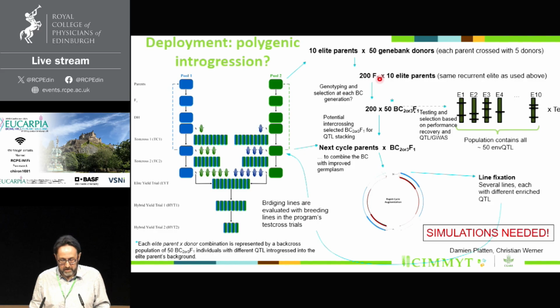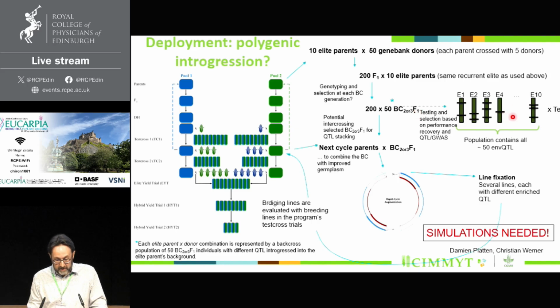Then we will make some F1s. We'll make 200 F1s, and cross them again, recurrently crossing with the 10 elite parents. We may go to BC2 or BC3. Our breeders have already started doing this in maize. So then 200 times the 50, BC2 or BC3. When we get there, we do the F1. We start doing some testing.